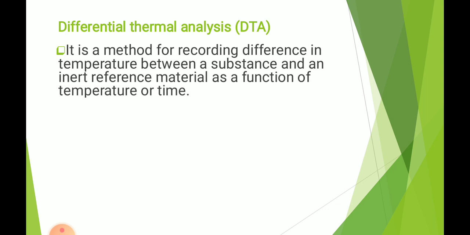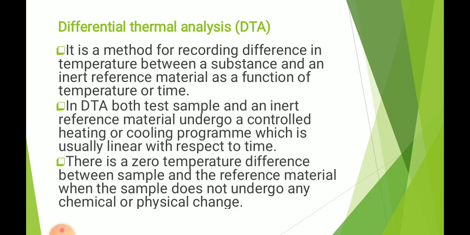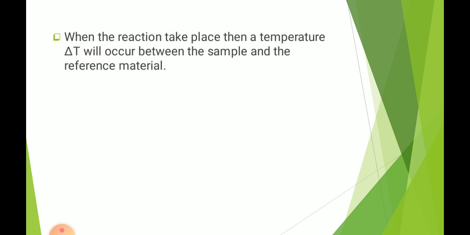There is a zero temperature difference between the sample and the reference material when the sample does not undergo any chemical or physical change. When a reaction takes place, then a temperature difference, delta T, will occur between the sample and the reference material. When the sample melts or dehydrates, the sample temperature is lower than that of the reference material. On completion of the reaction, the sample will again show zero temperature difference compared with the reference.